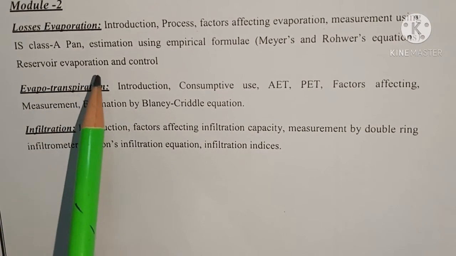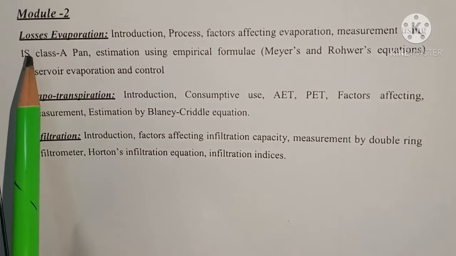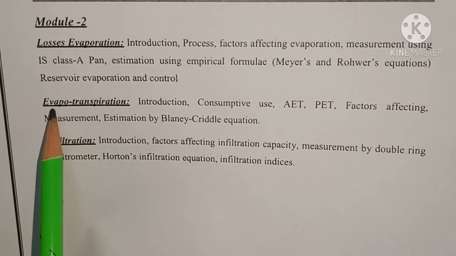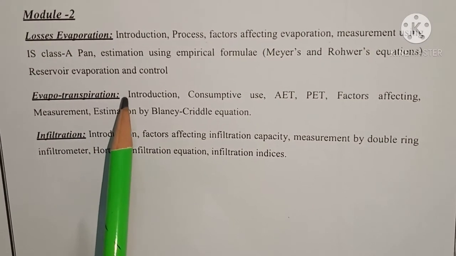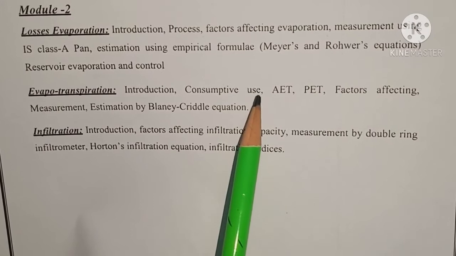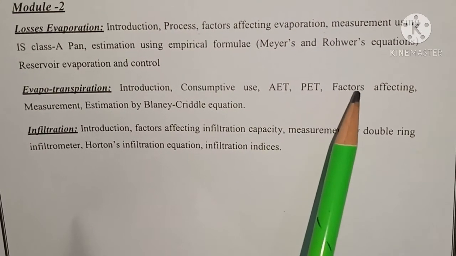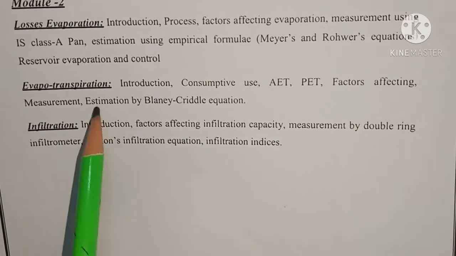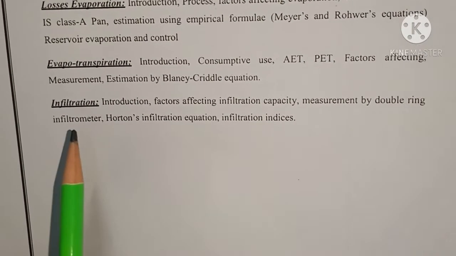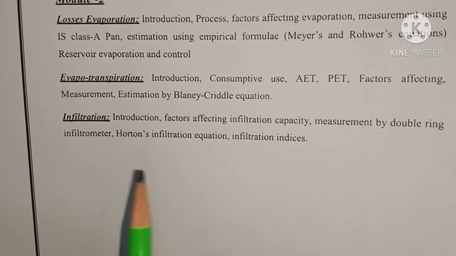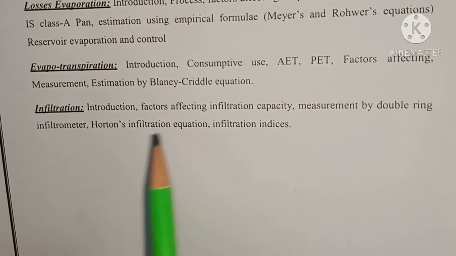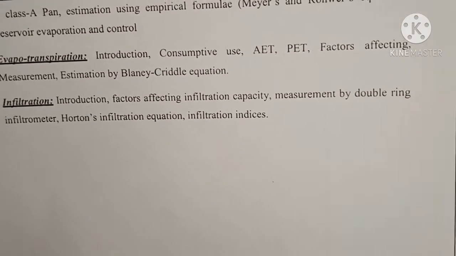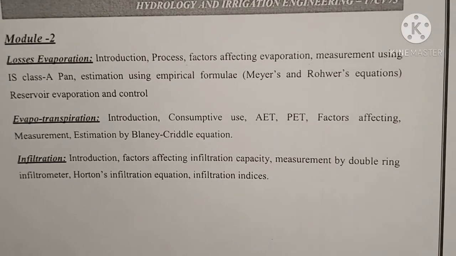Next is reservoir evaporation control. This will come in losses, evaporation. And next is evapotranspiration. In this, we will see the introduction, consumptive use, AET, PET, factors affecting, and measurement, the estimation process. And the third one is infiltration: the introduction, factors affecting the infiltration capacity, and measurement of that. This is the syllabus of module 2.